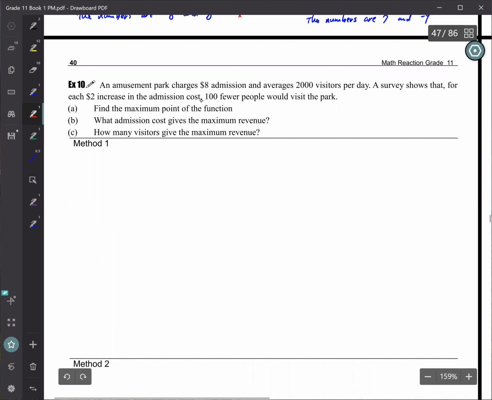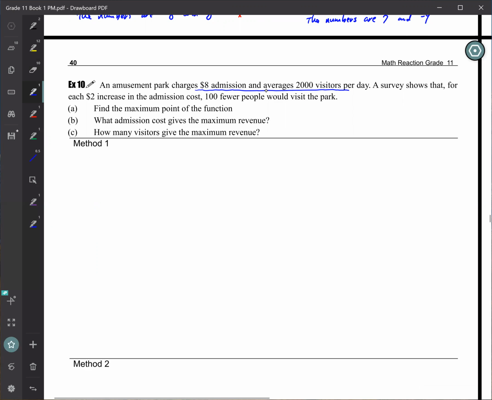So it doesn't have to be tickets. It could be selling anything. It could be t-shirts, could be erasers, right? Anything you sell, you set a price. So here we have an amusement park, charge $8 admission and average 2,000 visitors per day. So this is like the base price and number of visitors, okay?